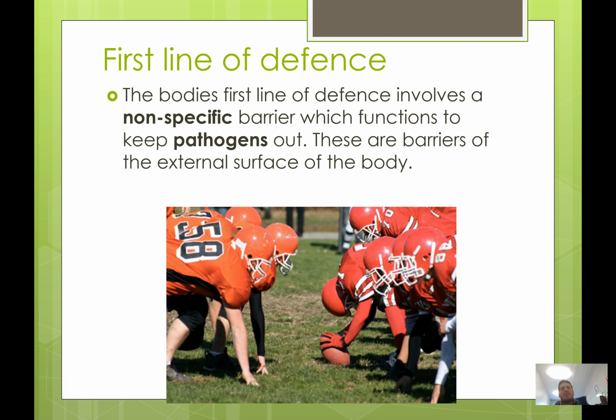All right, so now we've talked about a few pathogens, let's talk about how our bodies stop these pathogens. The first line of defense for our body is the innate immune system. This involves a bunch of non-specific barriers. These are just barriers that are complete barriers for your body, and they're going to try to keep everything out. These barriers are really just on the external surface of the body.